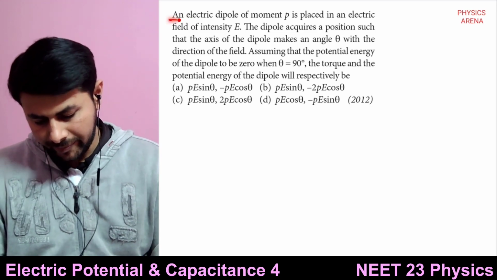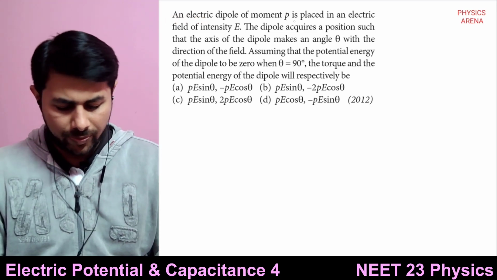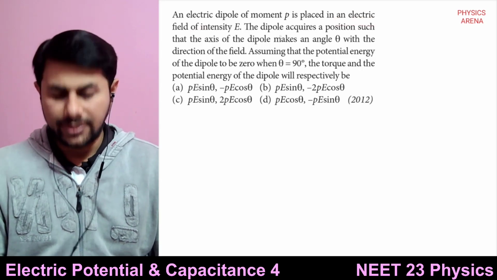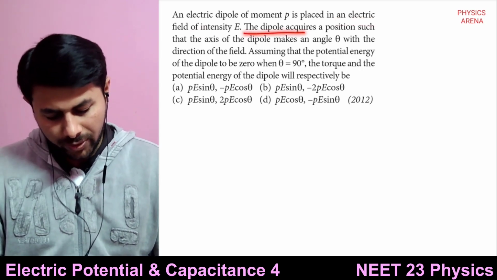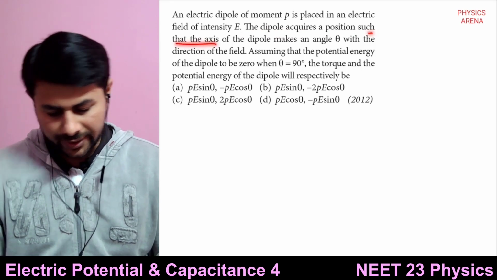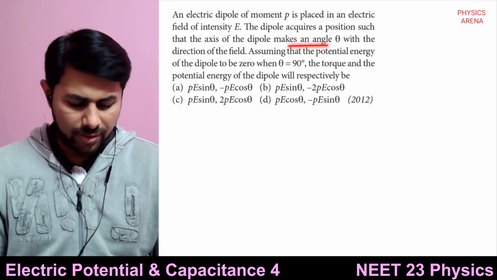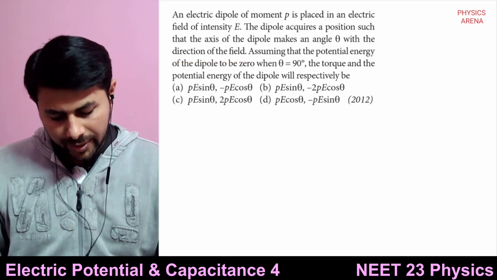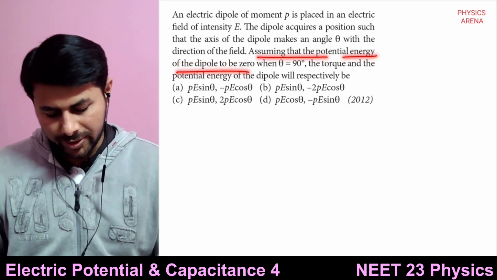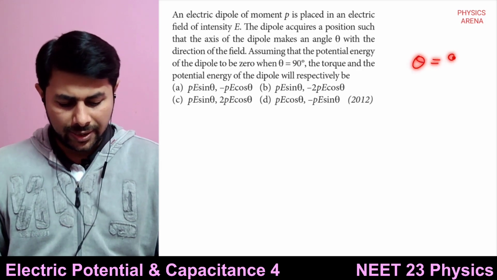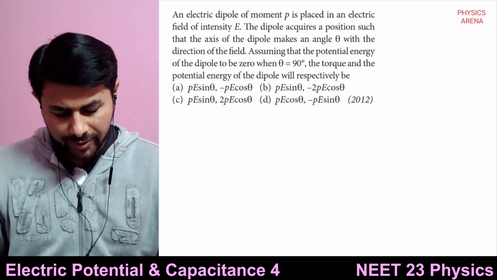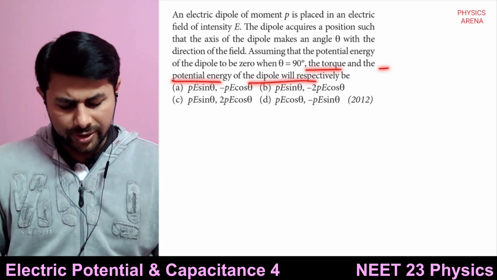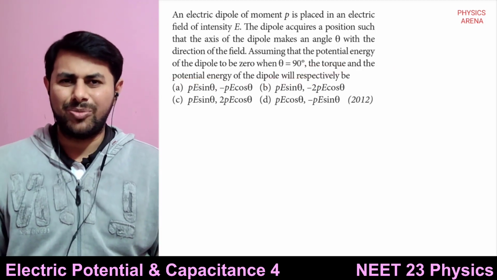All right, next question. An electric dipole of moment P is placed in electric field of intensity E. The dipole acquires a position such that the axis of dipole makes an angle theta with the direction of field. Assuming that the potential energy of dipole is zero when theta is equal to 90 degrees, torque and the potential energy of the dipole will respectively be. So they are asking for formulae only.